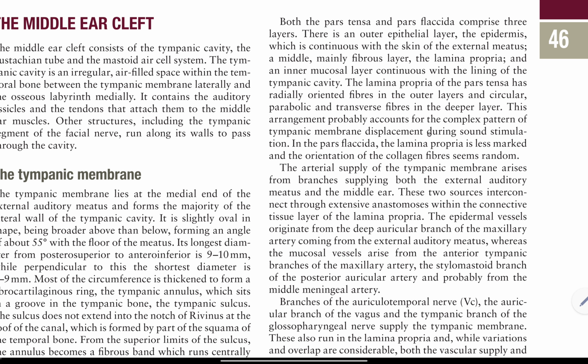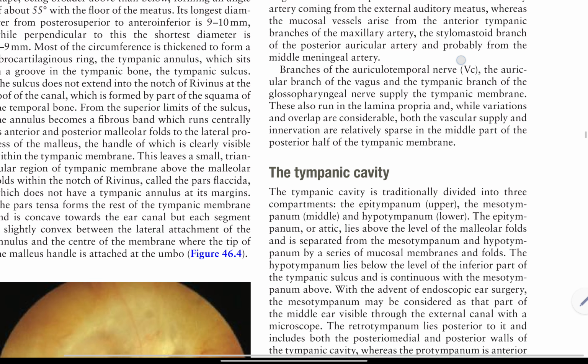The arterial supply of the tympanic membrane arises from the branches supplying both the external auditory meatus and the middle ear. These two sources interconnect through extensive anastomosis within the connective tissue layer of the lamina propria. The epidermal vessels originate from the deep auricular branch of the maxillary artery coming from the external auditory meatus, whereas the mucosal vessels arise from the anterior tympanic branch of the maxillary artery, the stylomastoid branch of the posterior auricular artery, and probably from the middle meningeal artery.